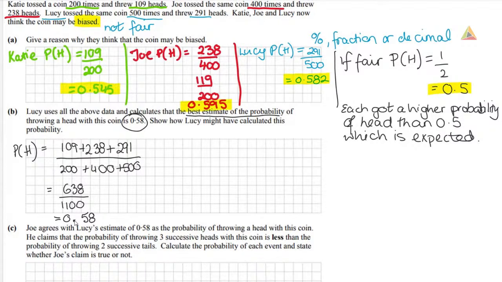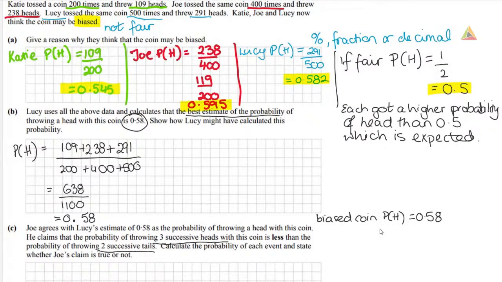So for part C then, Joe agrees with Lucy's estimate of 0.58 as the probability of throwing a head with this coin. He claims that the probability of throwing 3 successive heads with this coin, okay, so we've got first thing we're looking at there, 3 successive heads, is less than the probability of throwing 2 successive tails. Calculate the probability of each event and state whether Joe's claim is true or not. So with this biased coin, the probability of getting a head is 0.58.